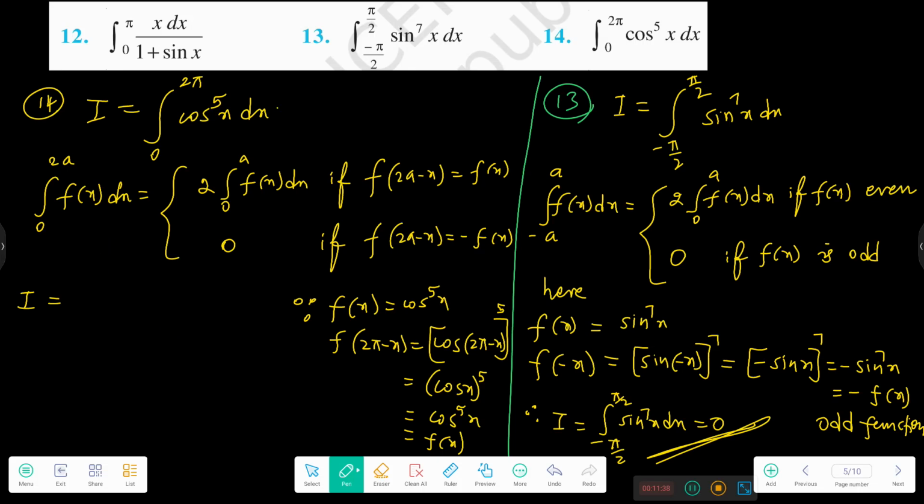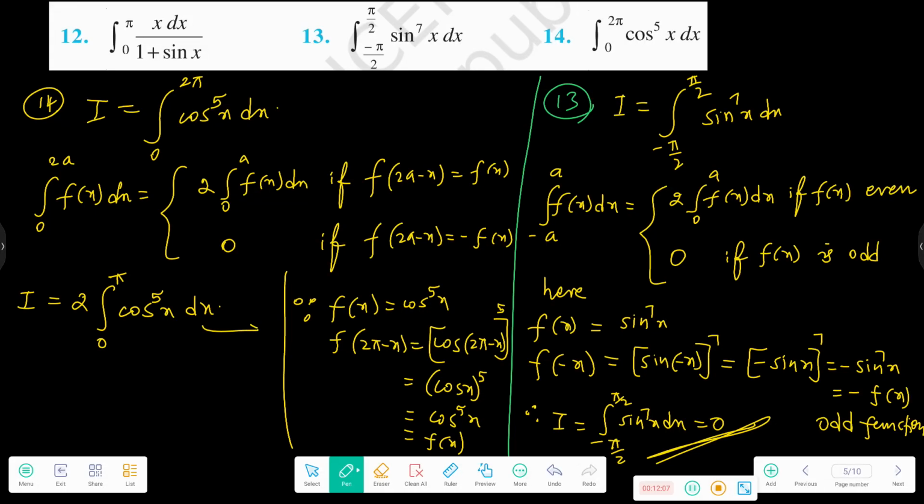In the sense, I have given everything: 2 times the integral from 0 to a. A means half of the 2 pi. The half of the 2 pi, what can we say? Pi we can say. So 2 times the integral from 0 to pi of cos power 5 x dx. Understand? Right, fine.